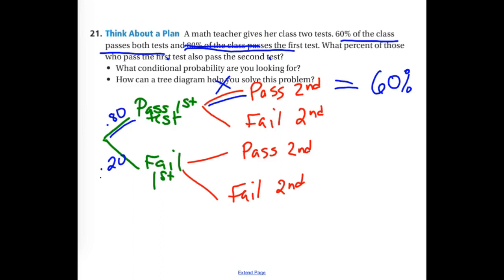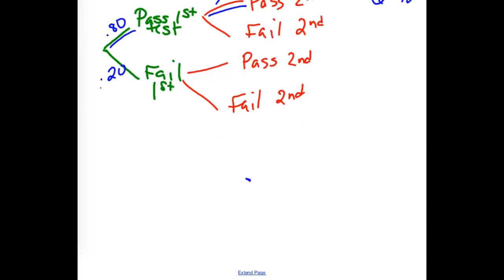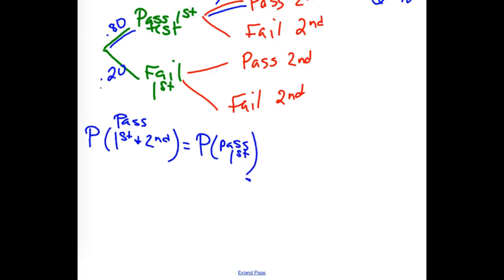So we can set it up just by looking at our branch here. We can set it up using our formula. So if we started with our formula, the probability that we pass first and second, okay, is the probability that we pass the first times the probability that we pass the second, given that we pass the first. Okay?